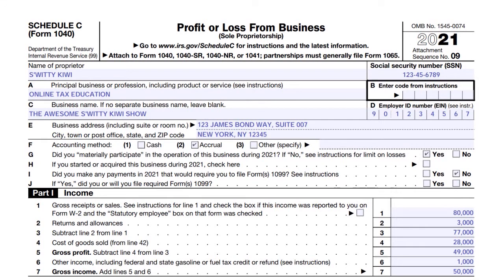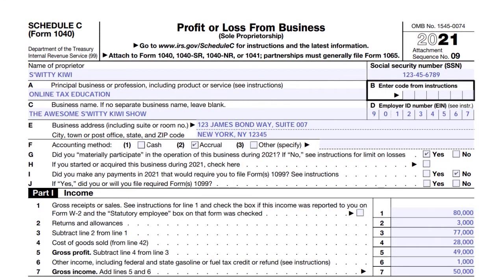C, you have to put your business name. If your business doesn't have any name, leave this section blank. It's not a problem. Same thing for D, EIN, your employer identification number. Do you have one? Yes. If no, no problem. Let's move on. E, you have to put your address, your zip, your city, whatever. That's kind of easy.